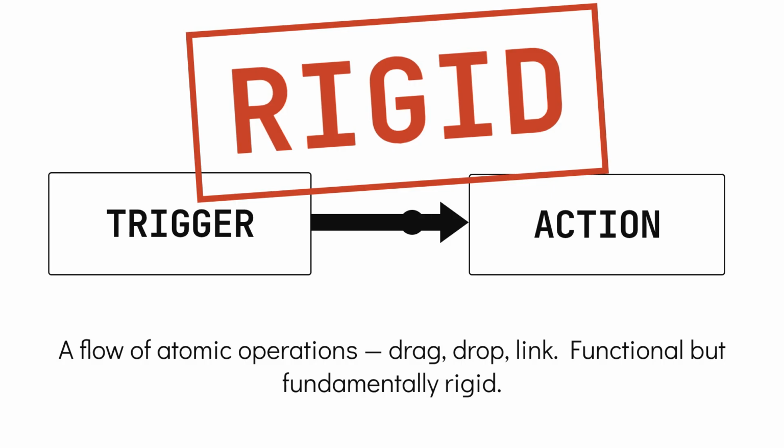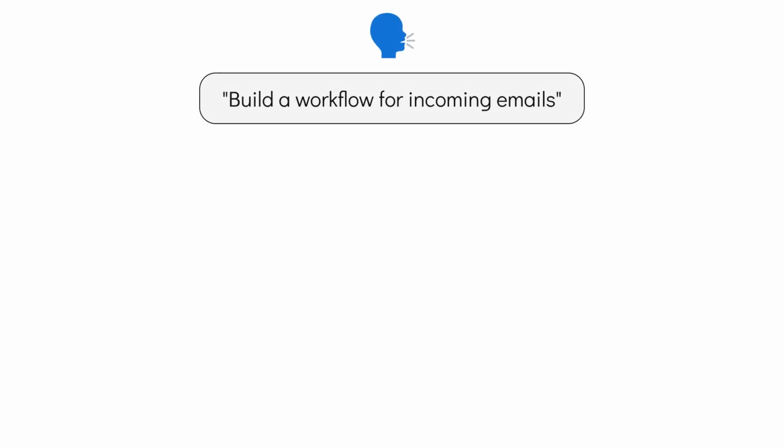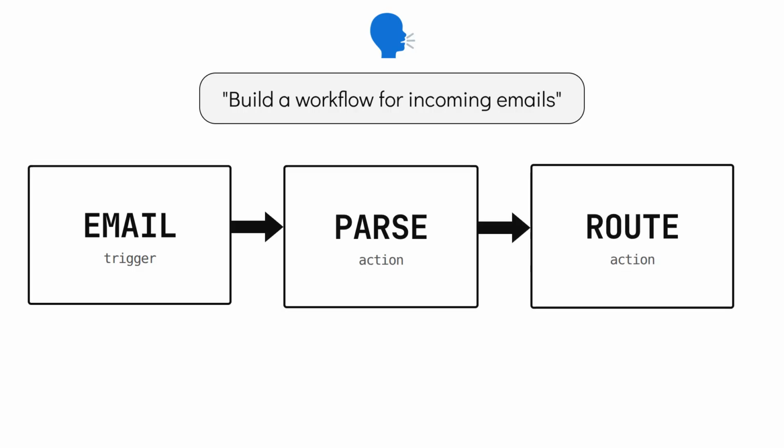Recently, large language models and AI agents are completely changing this, and this impact is happening in two major ways. First, LLMs are changing how we build these workflows. Instead of manually searching for and connecting individual nodes, you can now just use natural language. You type what you want to achieve in plain English, and the tool builds the workflow for you.